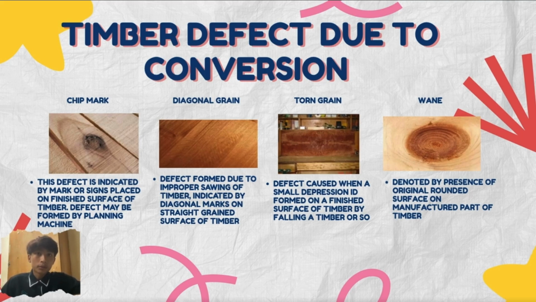So the next is torn grain. This defect occurs when part of the wood surface is torn during machining or because the timber is dropped or handled roughly. Lastly, wane is the presence of the original rounded surface or bark on the edge of the timber because it was not completely cut during processing. These defects can reduce the quality and appearance of the timber, so they should be identified before the timber is used in construction.